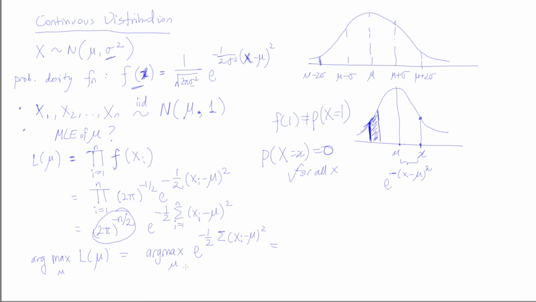And if we want to maximize this expression, well, this is an exponential of a negative value, so this is the same as taking the arg min of the sum of xi minus mu squared. Hopefully you can see that, because as this value here gets bigger, the exponential of that thing gets smaller. So if we want to maximize this value, it's like minimizing this number here. So it's the same thing.